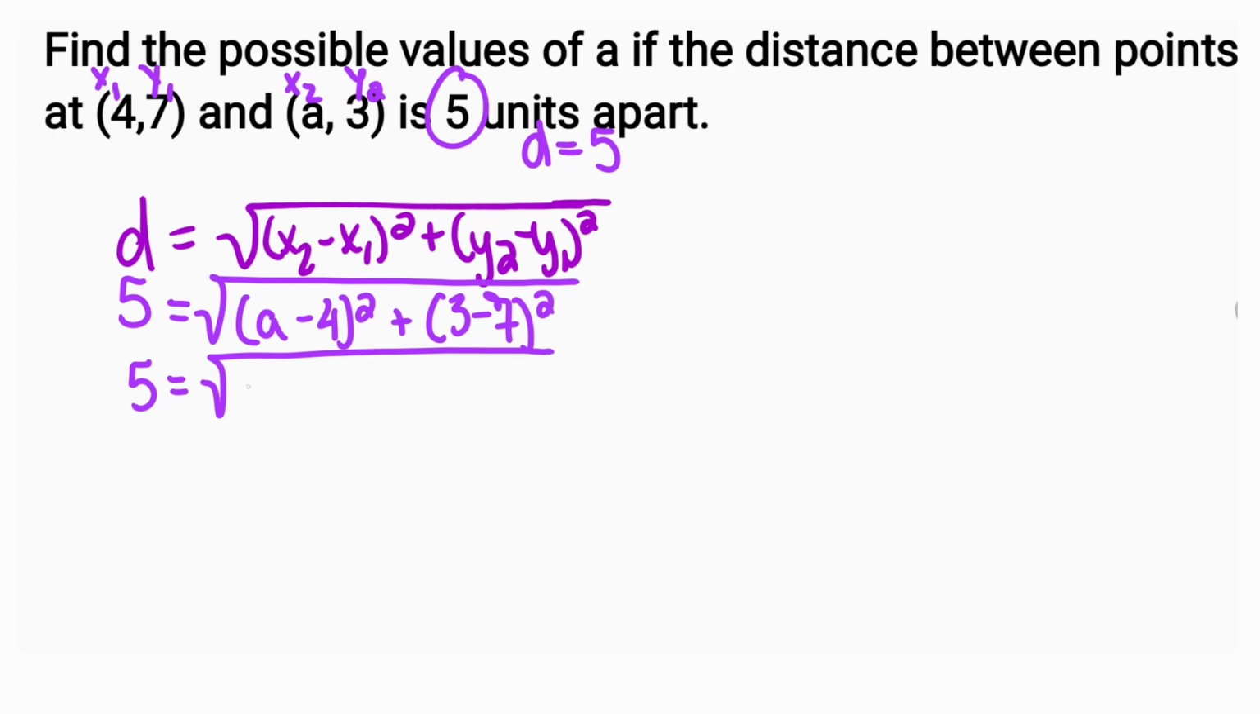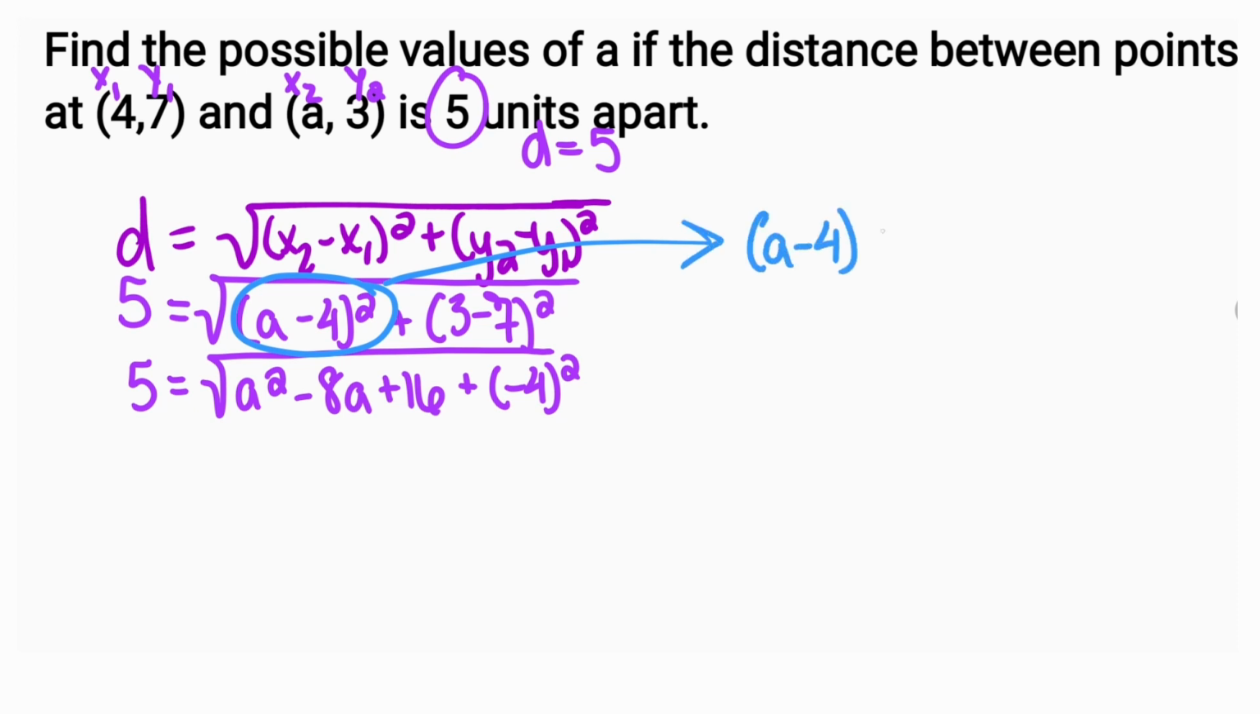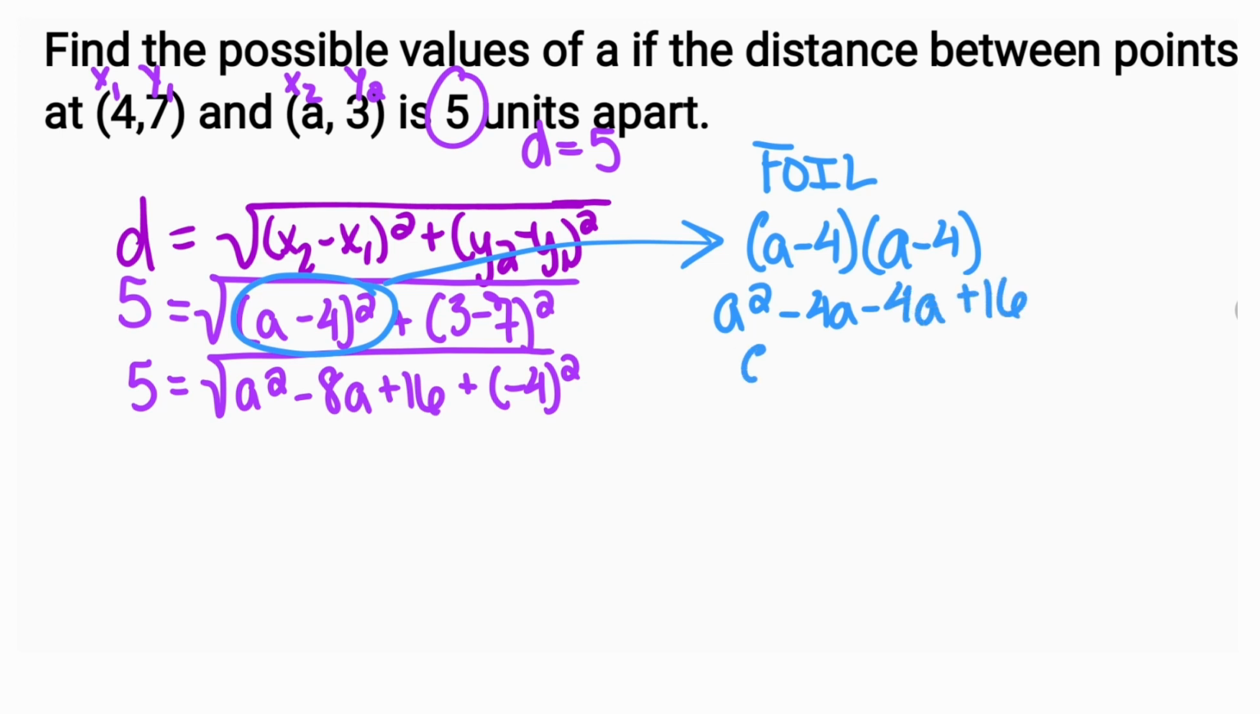All right, so (A minus 4) quantity squared is going to factor out, or excuse me, not factor out, it's going to simplify to A squared minus 8A plus 16, and 3 minus 7 is -4. To clarify, (A minus 4) quantity squared is the same thing as (A minus 4) times (A minus 4). And from there, we just FOIL: first, outer, inner, last. And so you'd get A squared minus 4A minus 4A plus 16, which simplifies to A squared minus 8A plus 16. And that's how I got that right there, just in case you needed to see that.